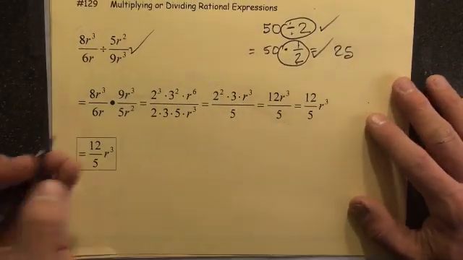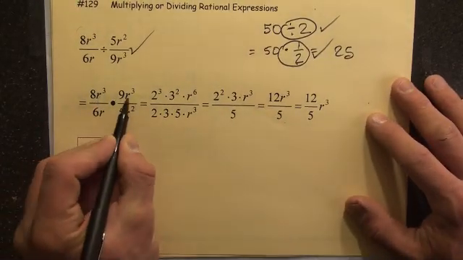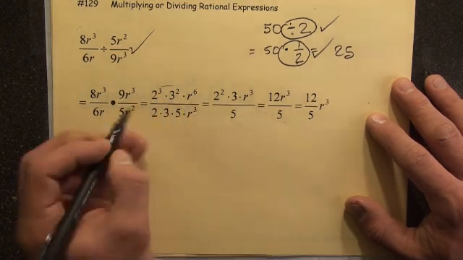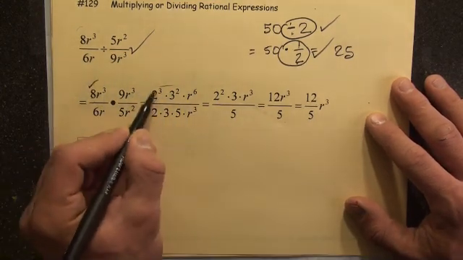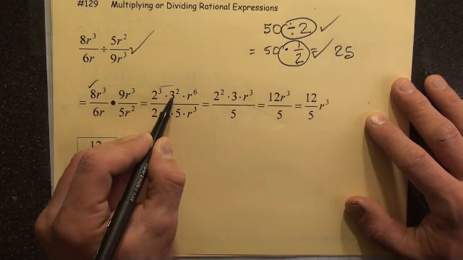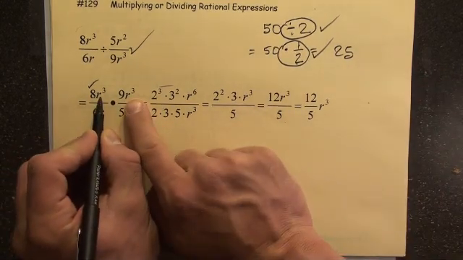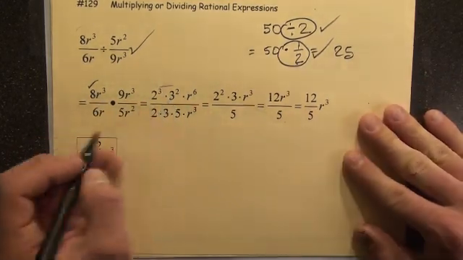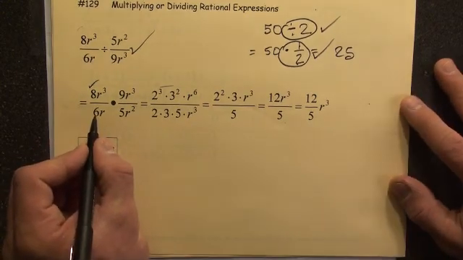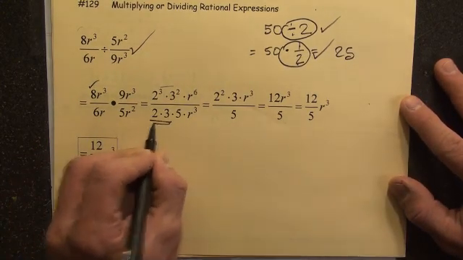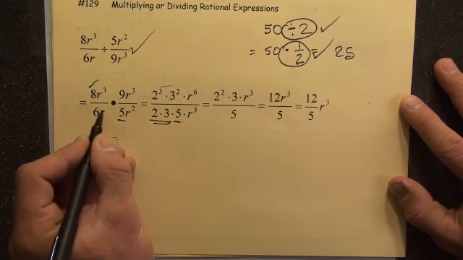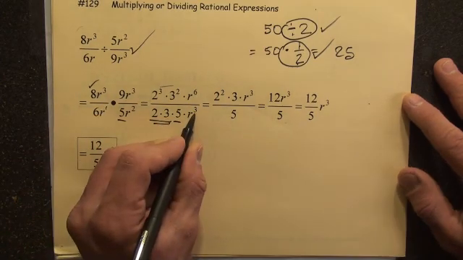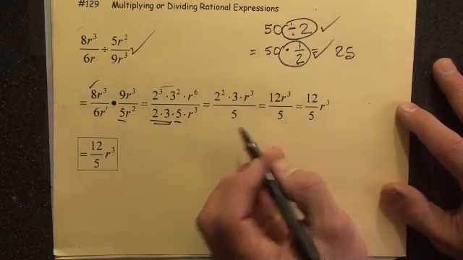Now, therefore 8r cubed times 9r cubed is going to be this. Now what I've done is I've expanded. I changed the 8 to 2 to the third, changed the 9 to 3 squared, and then r cubed times r cubed is r to the 6th. Now in the denominator we have 6, which is 2 times 3. There's your 6. There's your 5 right here, and then you've got an r to the first, r squared, which gives you r cubed.